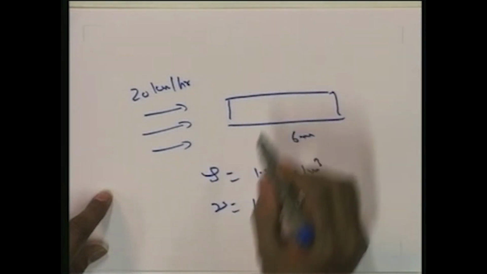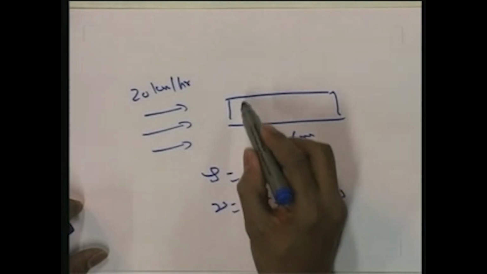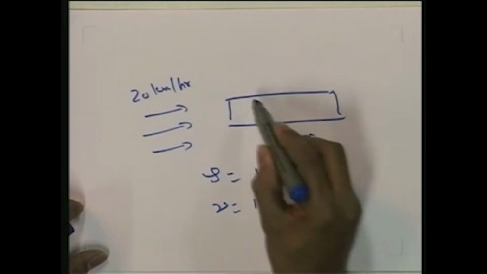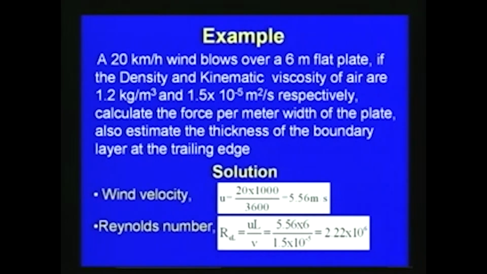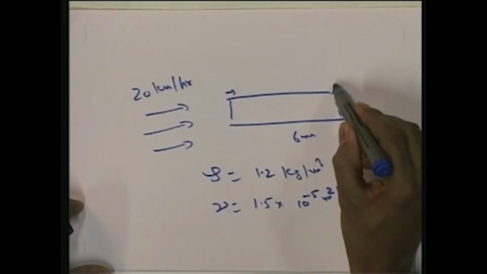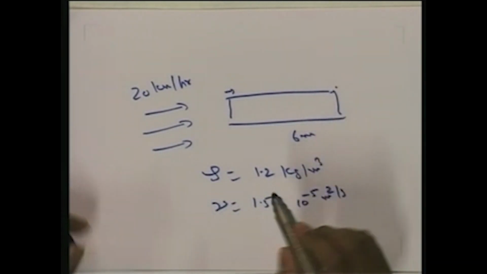For this case we have to find the force per meter width on the plate. That means, say this is the plate, so per meter width we have to calculate the force, and also we have to estimate the boundary layer at the trailing edge. So, this is the leading edge and here is the trailing edge. Here we have to find the boundary layer thickness.